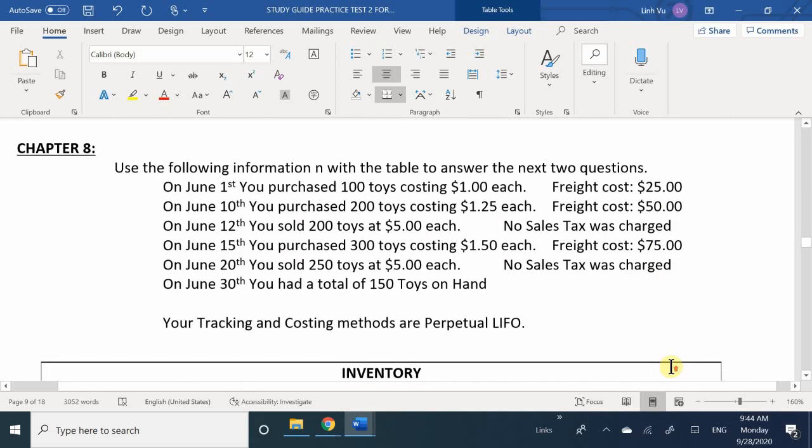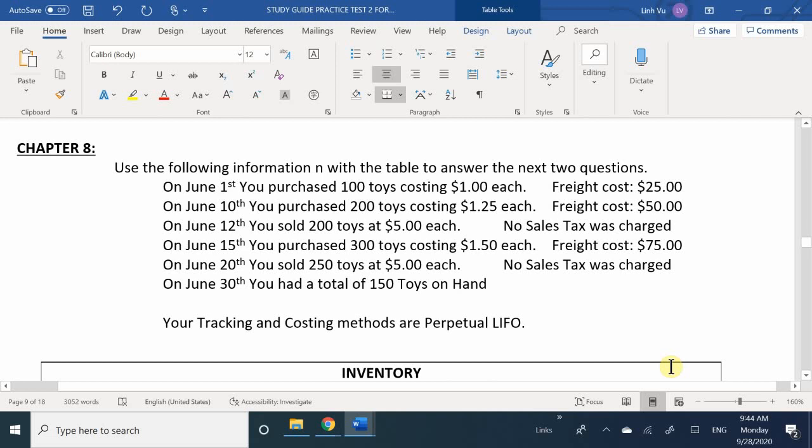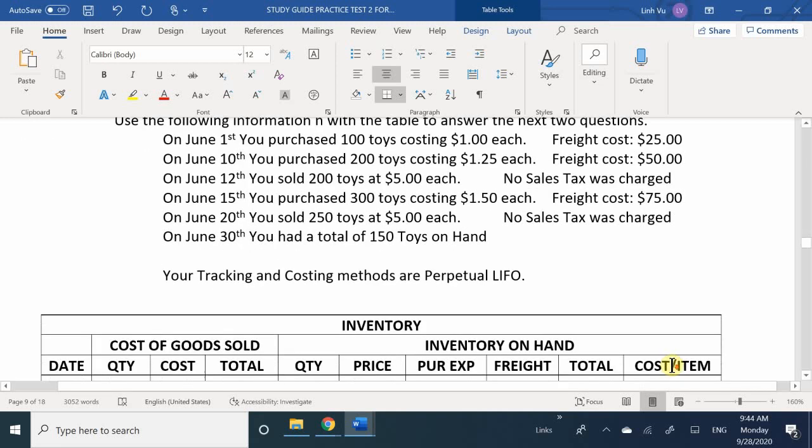Now we're going to be moving into chapter 8, actually conducting our little worksheet over here. So let's go ahead and take a look. Okay, use this information with the table below to answer the next questions. Here's the most important information that you need to take away: your tracking and your costing method are perpetual LIFO, last ones in are the first out. So let's go ahead and go through each scenario. What happened on June 1st?